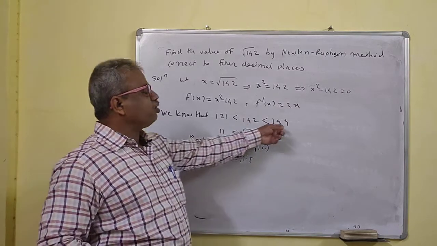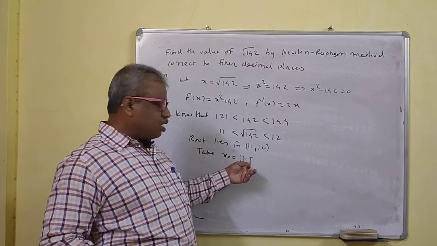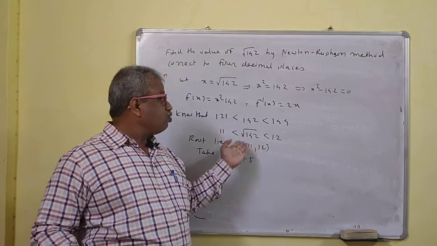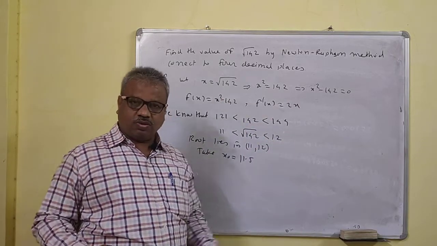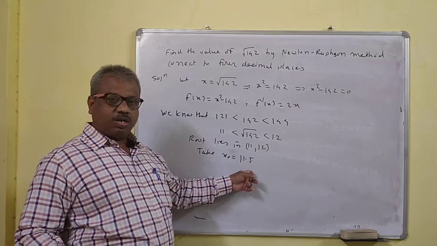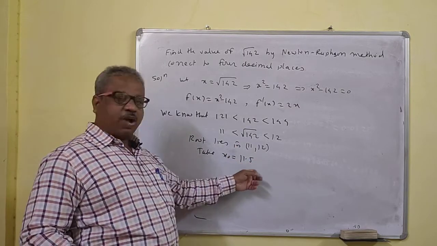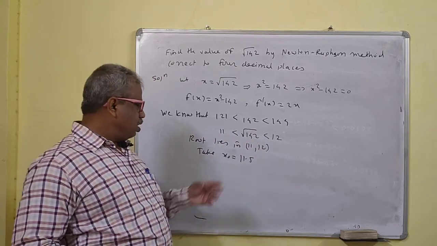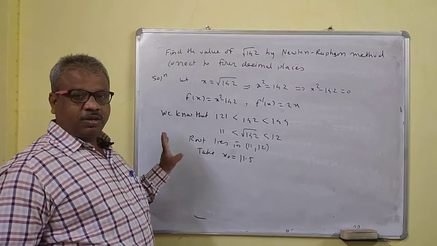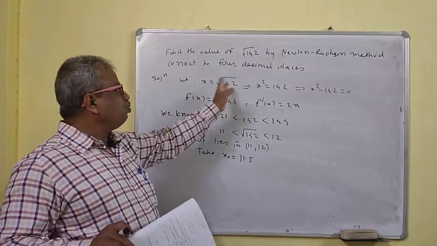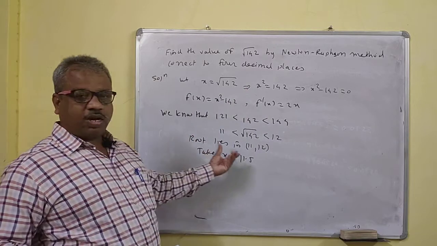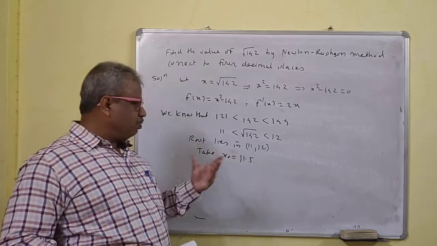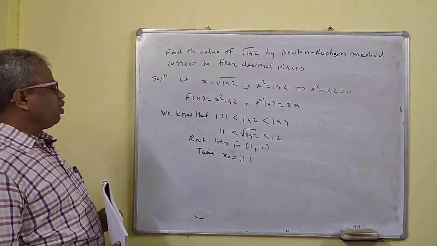See, 142 is very close to 144, right? So you can take 11.7 also, or 11.9 also here, because 142 and 144 are very close to each other. This is your choice now. If you take 11.7, you will easily reach your desired root. Okay. So I will take x naught equal to 11.5. Our rule is to take the middle point between 11 and 12, so I have taken 11.5 now.